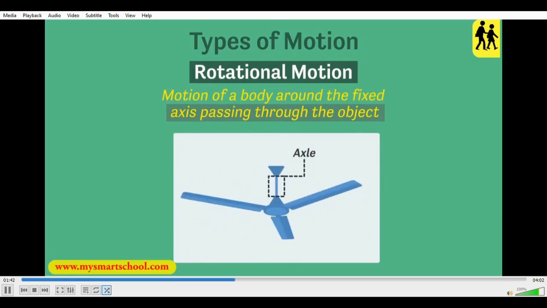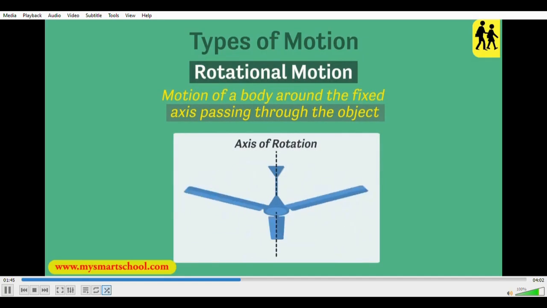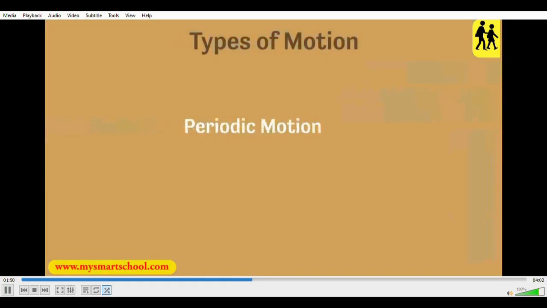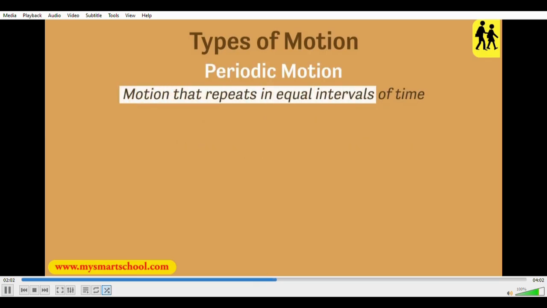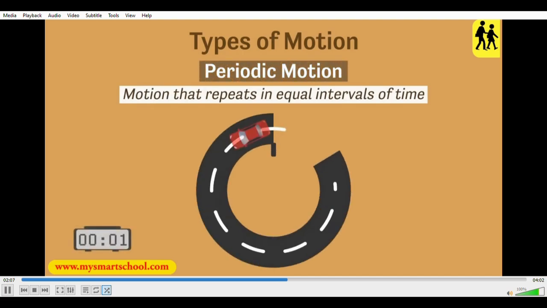So you see that if I draw a hypothetical line called the axis of rotation, then it's passing through the fan. And the final type of motion is periodic motion, which is the motion that repeats itself in equal intervals of time. Can you think of any example of this type of motion? Any object repeating its motion in equal intervals of time will be undergoing periodic motion. Assume an object is moving in circles and is covering each round every 3 seconds. Is it performing a periodic motion? Absolutely. Since it's repeating its motion along the same path every 3 seconds, it is undergoing periodic motion.